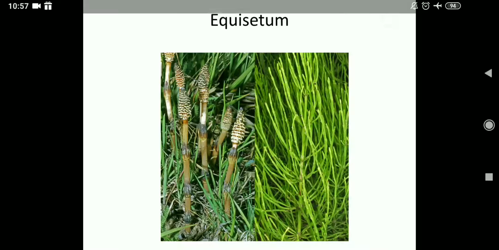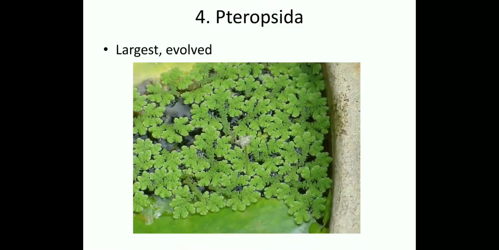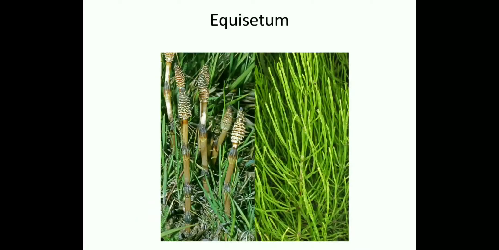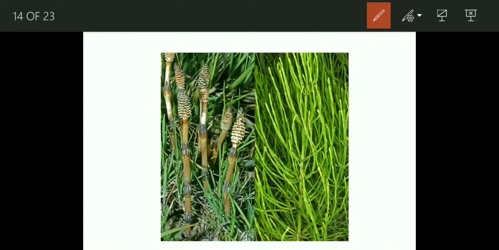You can see, these are the strobili. These are the nodes having whorls of leaves. These are the nodes and these are the internodes. Between two nodes lies the internode. And here you can see these are the strobili, that is the aggregation of the microsporangia or megasporangia.